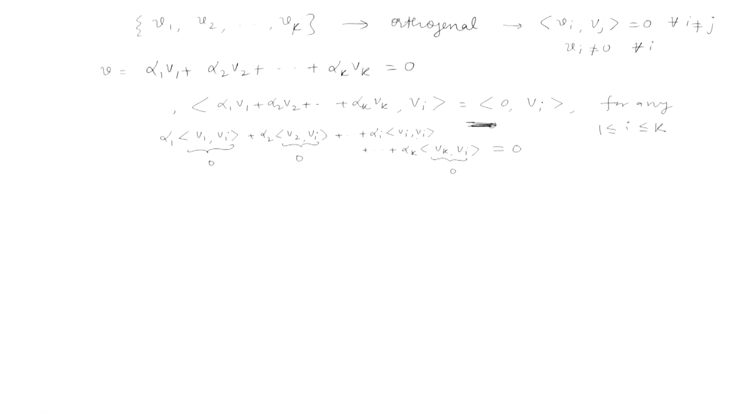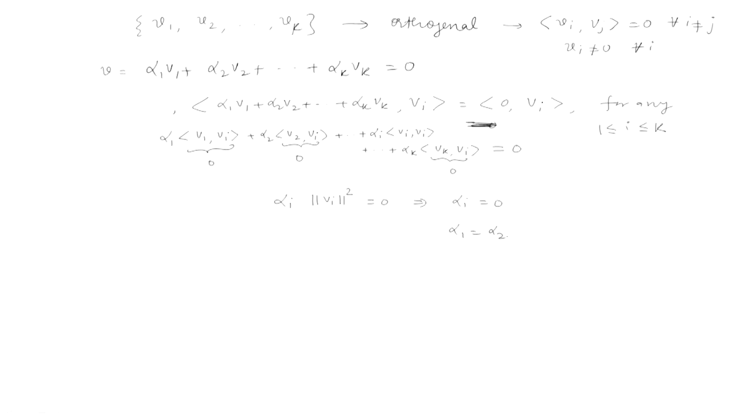It will have some value only when this is Vi with Vi. So that means it is alpha i times norm of Vi squared equal to 0 because all others are 0. And since Vi is not 0 for all i, this norm is not equal to 0, and that means alpha i equal to 0. Now you vary i: this i may be 1, that means alpha 1 equal to 0, this i may be 2, that means alpha 2 equal to 0, and if you vary i over k, alpha 1 equal to alpha 2 equal to and so on, alpha k equal to 0, and this means the set is linearly independent.